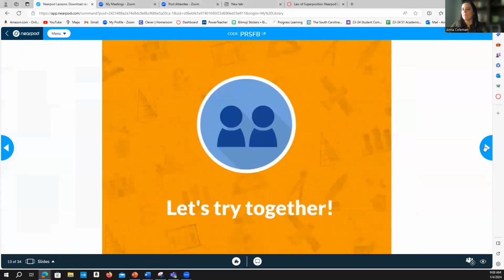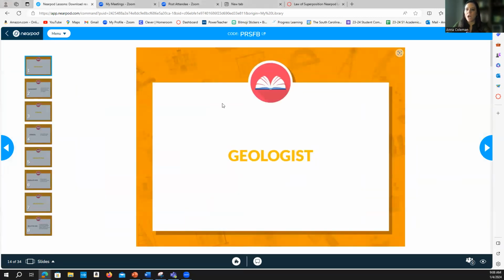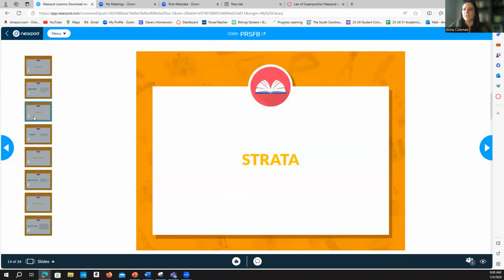We're gonna go to the next portion of let's try it together. So let's talk about what is a geologist and what do they do? This is a scientist who studies the Earth's rock to determine the history of the planet. So they're going to look at the rocks, they're going to look at the formation, they're going to think about it and determine and conclude what they think is the Earth's timeline or history.